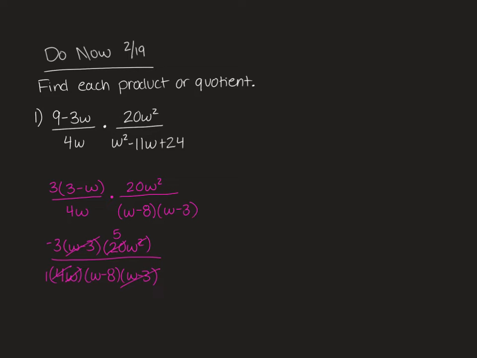So let's just rewrite what we have. So I have a negative 3 times 5 over w minus 8. So multiply, you get negative 15 over w minus 8. This is your final answer.